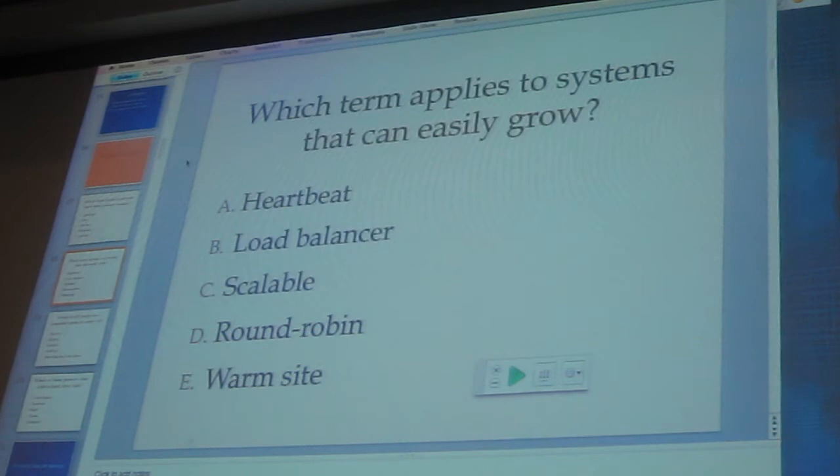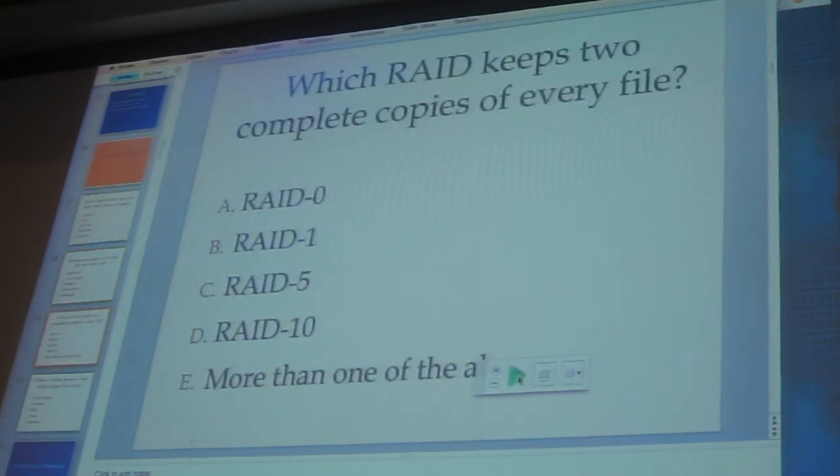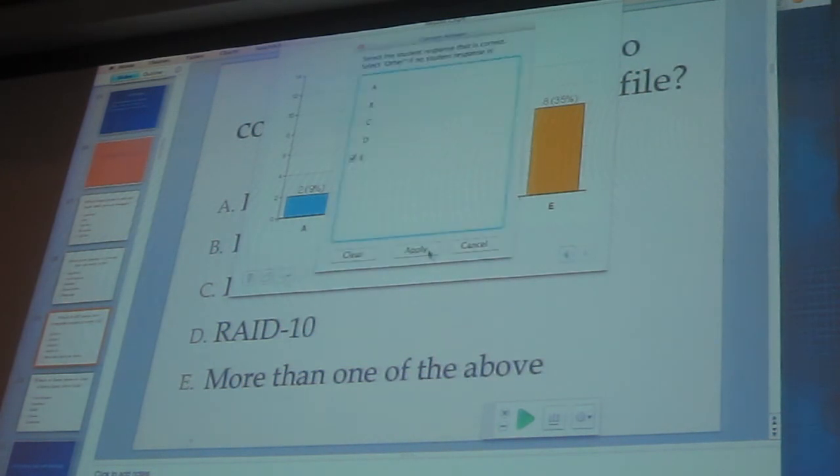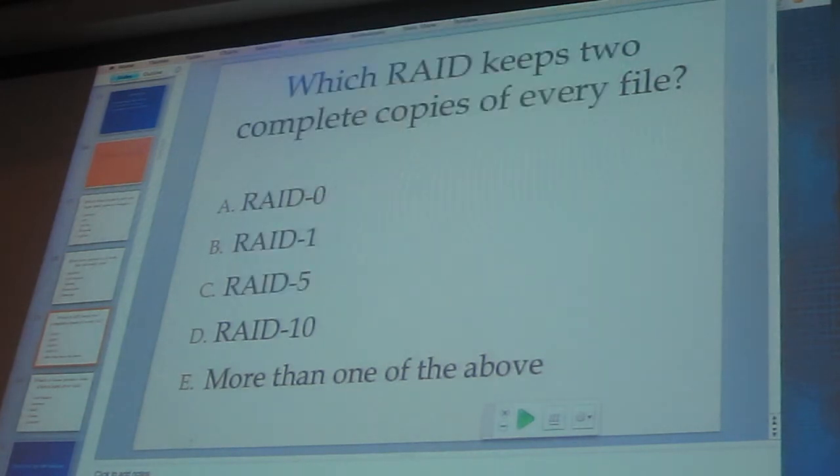All right. Two complete copies of every file. Which RAID does that? I think you're not going to like me. Nope, you aren't. E is the right answer, because RAID 1 does it and RAID 10 does it. RAID 1 has two complete copies of everything, and RAID 10 has two RAID 5s and a whole other copy of the RAID 5. So both of these have two complete copies of every file. So you have to pay for twice as much disk as you're going to use, and in this case, even a little bit more. But in return, you're very fault tolerant.